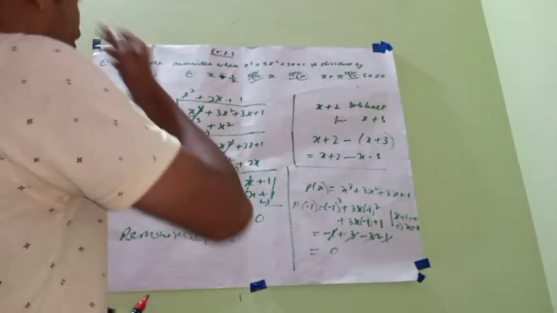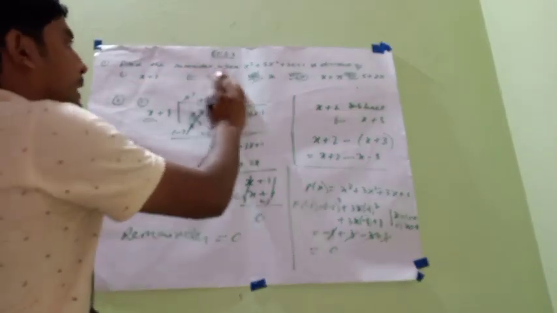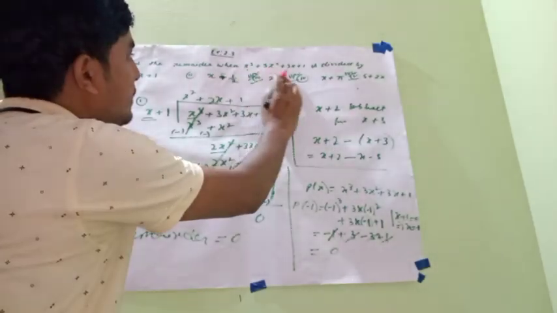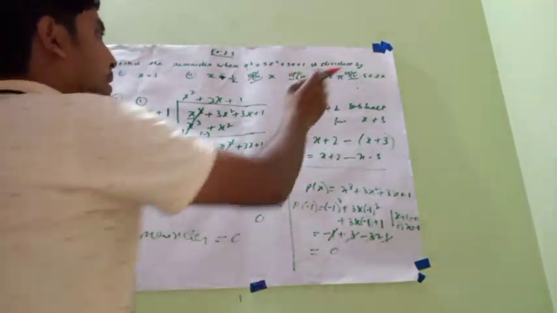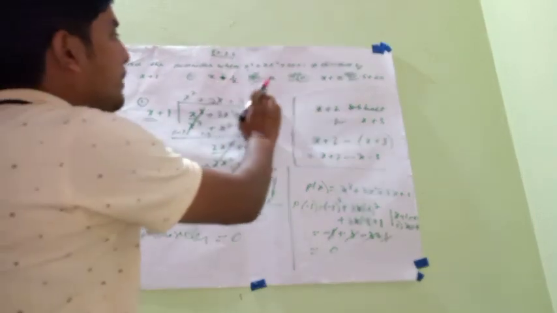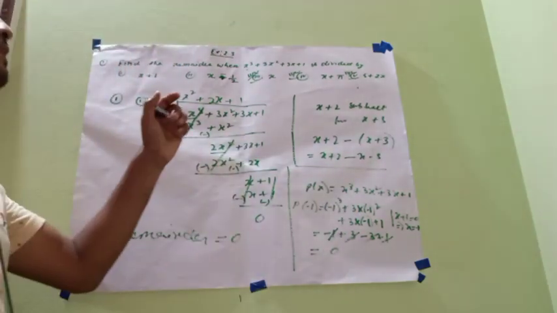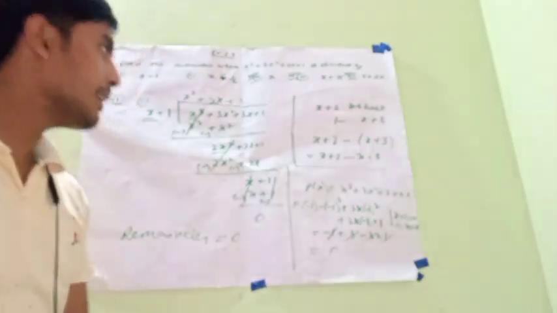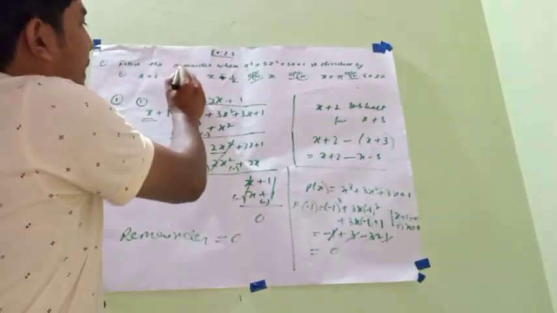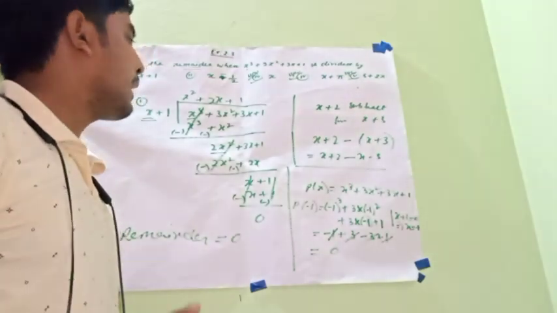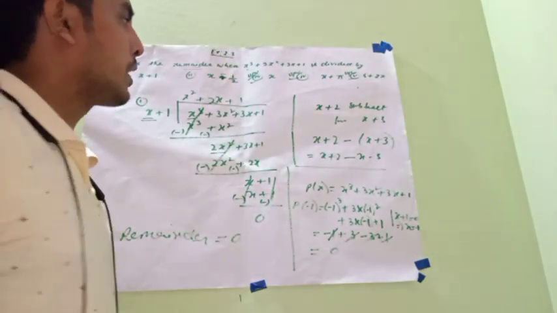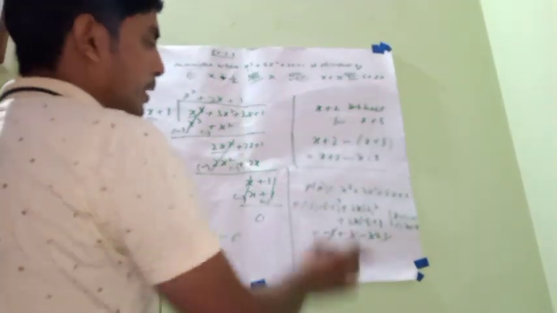Next, exercise 2.3. See, find the remainder when x cube plus 3x square plus 3x plus 1 is divided by x plus 1, x minus half, x plus 5, and 5 plus 2x. This is the question from exercise 2.3. So now you need to find the remainder. You can use both methods, the remainder theorem or the long division method. Understood? So I am using both methods here, long division and the remainder theorem.